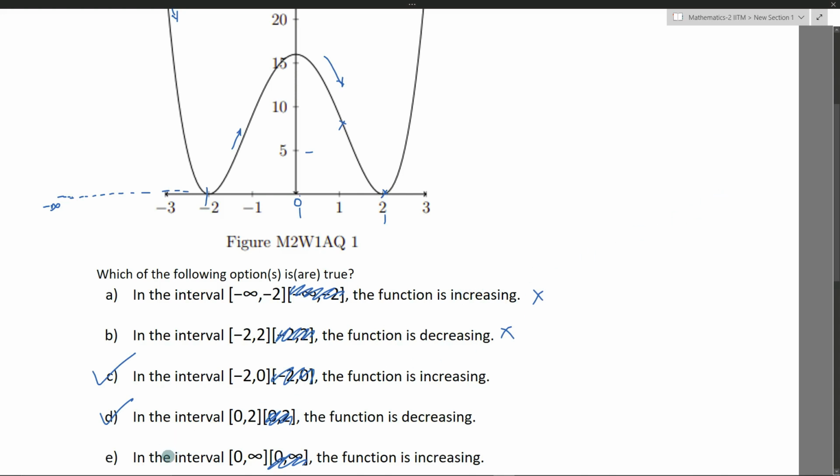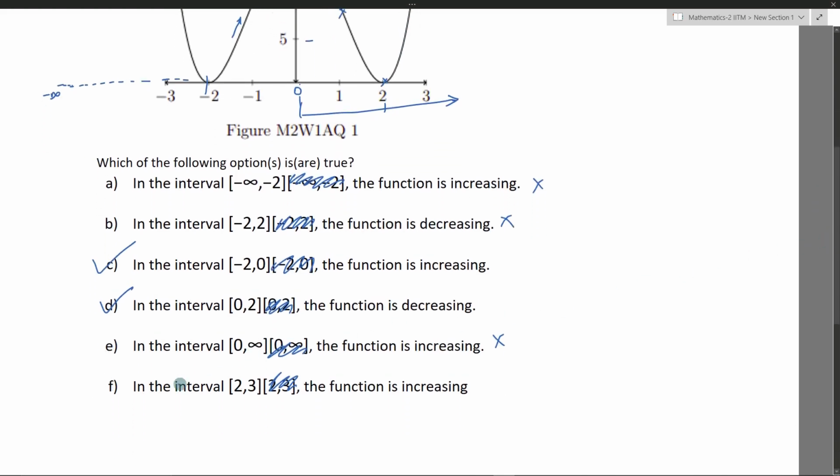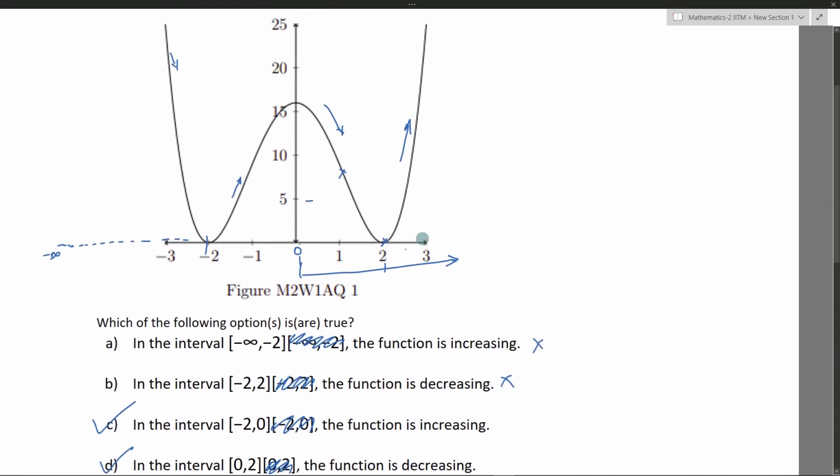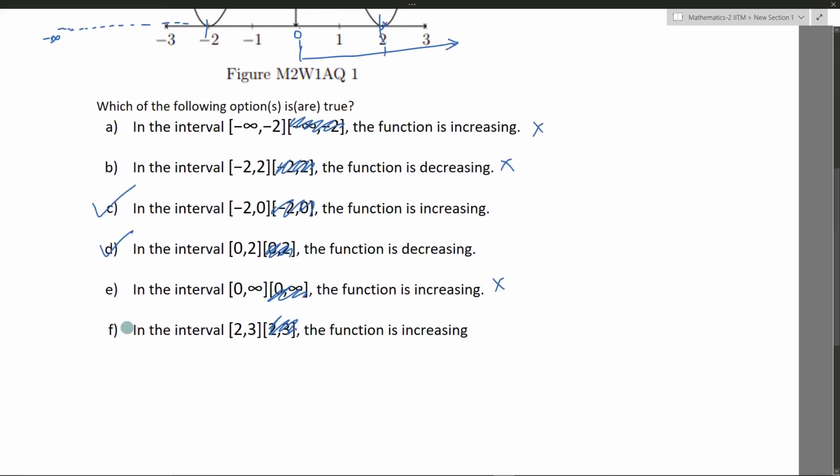The next option is that in the interval 0 comma infinity, the function is increasing. So from here till infinity, what is happening? The function is decreasing and then it is increasing. Again, this is also wrong. The last option is that in the interval 2 comma 3, the function is increasing. What is happening in 2 comma 3? The function is increasing. So the last option is also right. Okay.